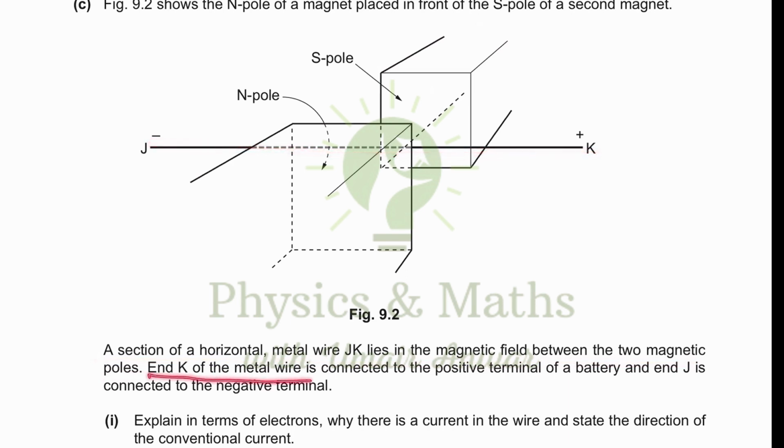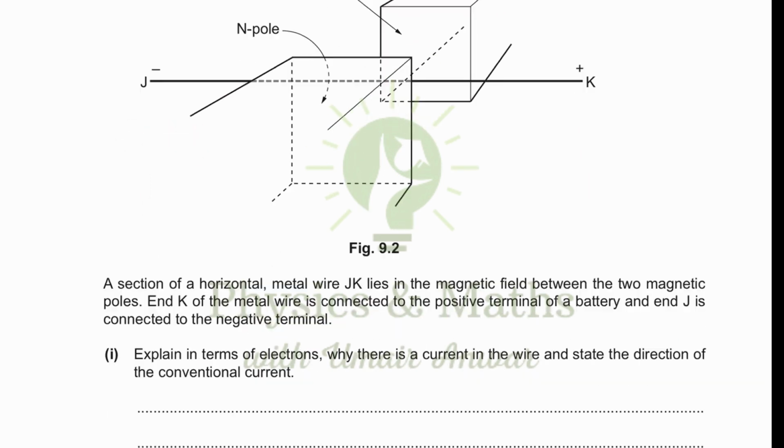End K of the metal wire is connected to the positive terminal of a battery and end J is connected to the negative terminal. So this end is connected to the positive terminal, and this is connected to the negative terminal of the battery. So it means that a current would start flowing through this wire in this direction. The direction of the conventional current would be to the left.